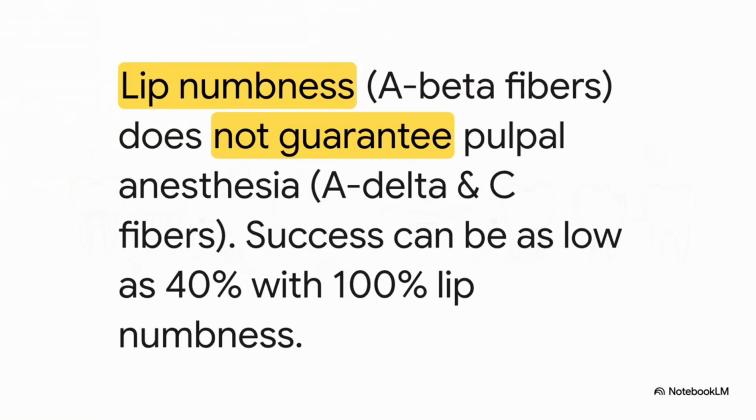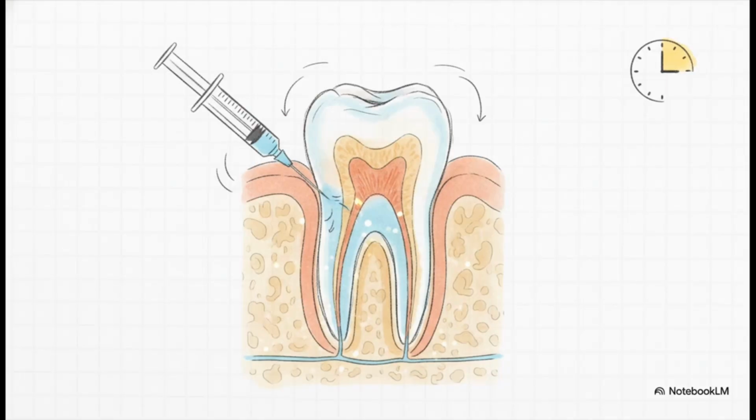A numb lip just means you've successfully blocked the A-beta fibers, the ones that handle touch and pressure. But the pain, the real pain from the pulp, is carried by those A-delta and C fibers we talked about. And shockingly, even with 100% lip numbness, studies show the actual pulpal anesthesia can be as low as 40%. The big takeaway here, a numb lip is not a reliable sign. You have to confirm with an objective test, like a cold test or an electric pulp tester, before you even think about starting.